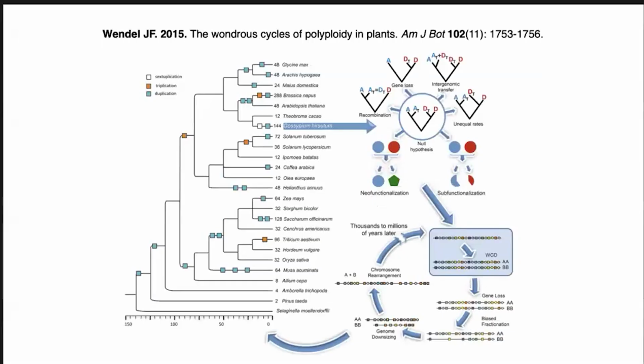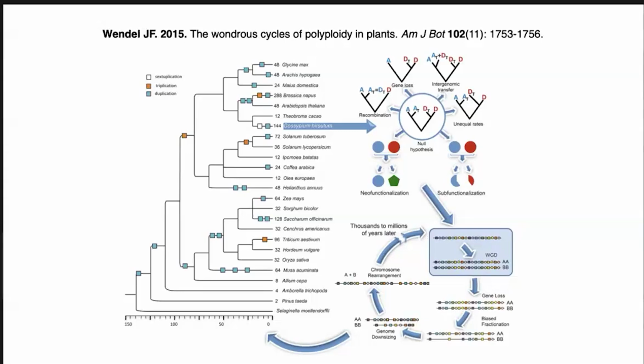Okay, so here's the rest of Jonathan's really nice picture explaining what he means by wondrous cycles of polyploidy. So you've got all this polyploidy going on, but what happens? He works on cotton, so that's what you see here on the right-hand side. You have these genes from two different genomes that are combined in cotton, and they experience different fates once they're combined in the same nucleus. And so we see changes in rate and recombination rates. Transfer among the genomes can happen, subfunctionalization and neofunctionalization, new functions for these genes, all kinds of things.